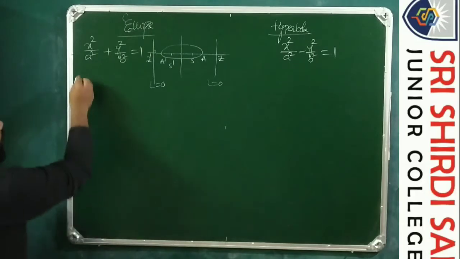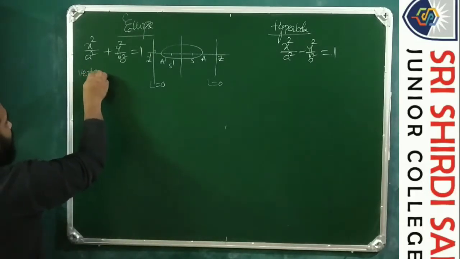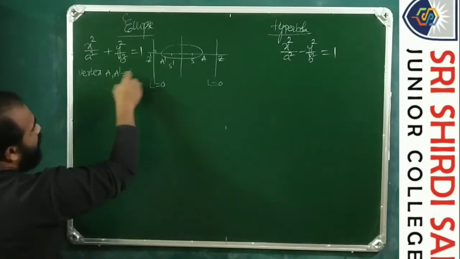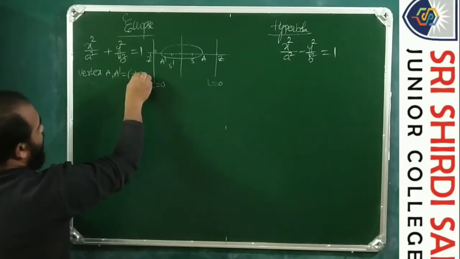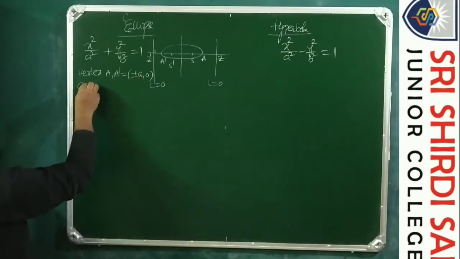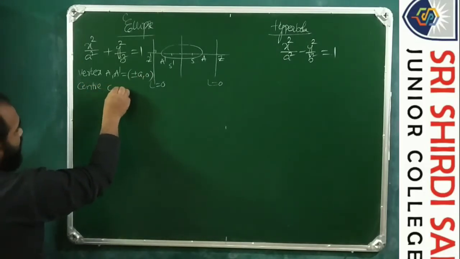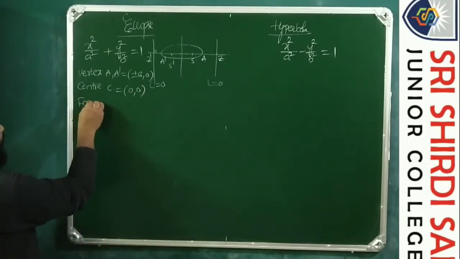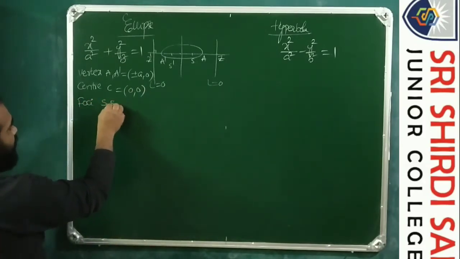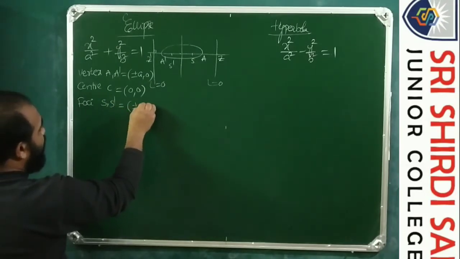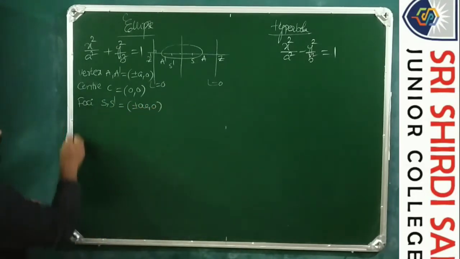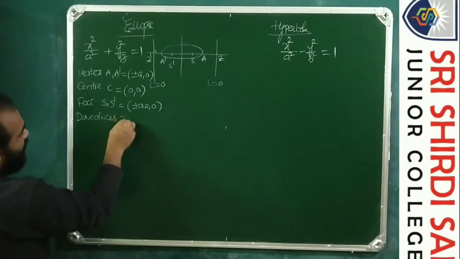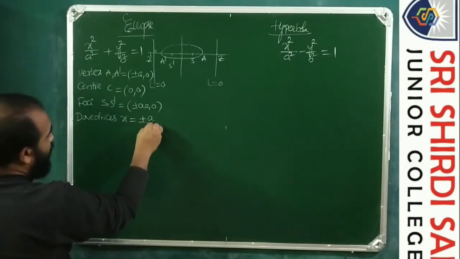So here vertex A comma A dash is equal to plus or minus a comma 0, center C is equal to 0 0, foci S comma S dash is equal to plus or minus a e comma 0, and equation of the directrices is x is equal to plus or minus a by e.